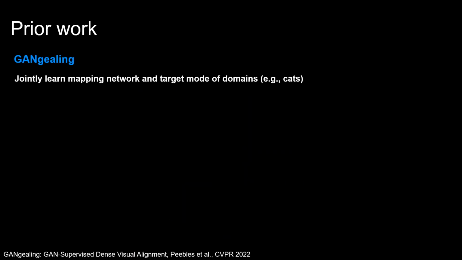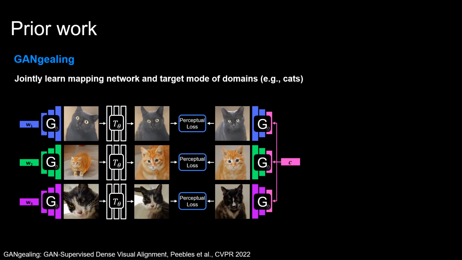Most related to our work, Congealing proposed a GAN-supervised method for densely aligning an entire domain. Their method jointly learns a mapping network and a target mode across a large collection of images. This is done by leveraging a pre-trained StyleGAN to generate images as well as use its style pose disentanglement as training supervision. They got impressive results on complex data.